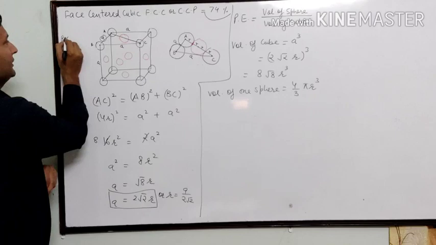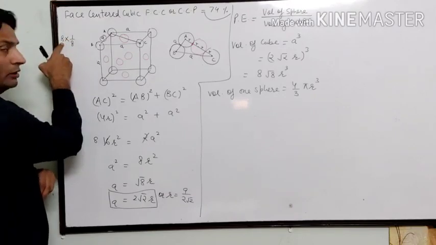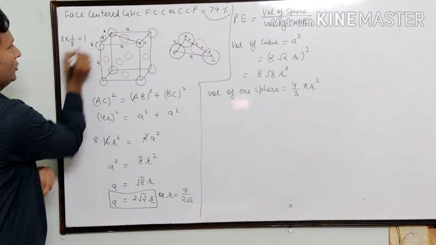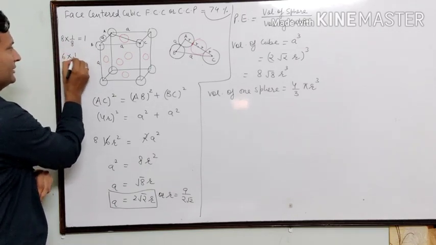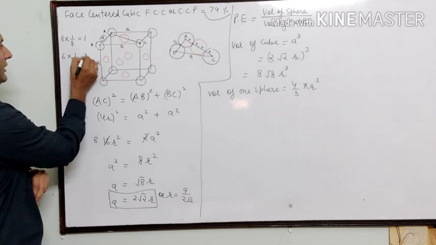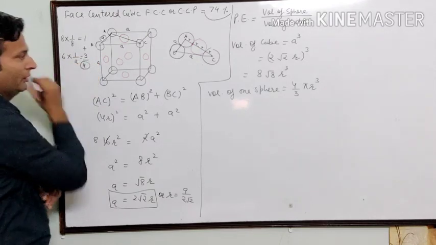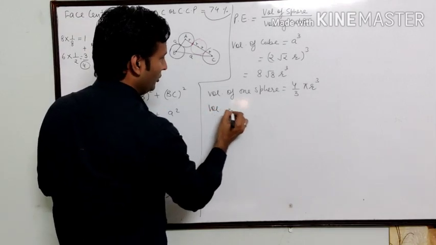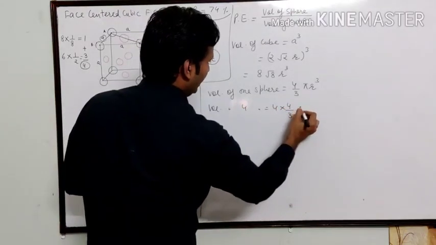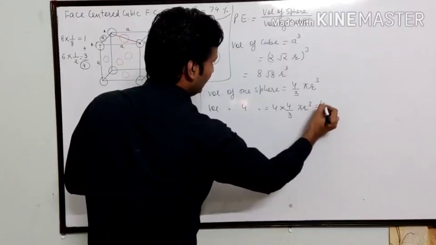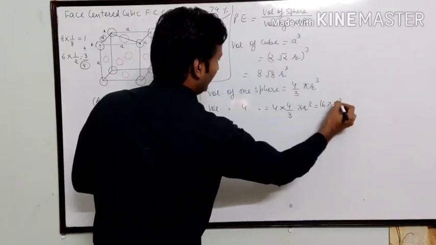Again, I am doing this. The particles present at the corners are 8, and their contribution is 1/8, which equals 1. The particles present at the faces are 6 into half, that is 3. 1 plus 3 is equal to 4. It means the volume of 4 spheres is 4 into 4 by 3 pi r cube, that is 16 by 3 pi r cube.